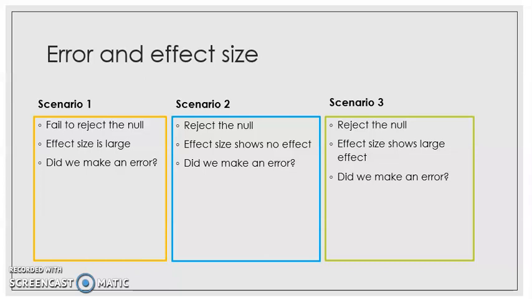So let's go back to our two scenarios with the error. Scenario 2, reject the null, but I have no effect. That is a type 1 error. Fail to reject the null, but I said I have a large effect. That is a type 2 error.